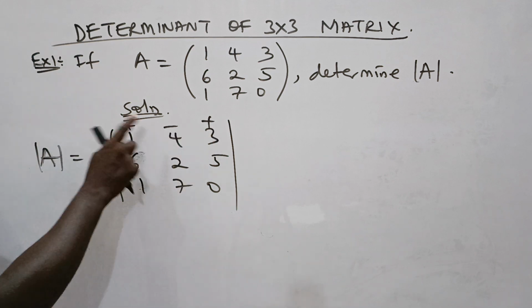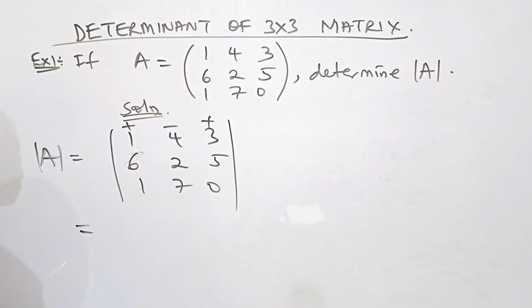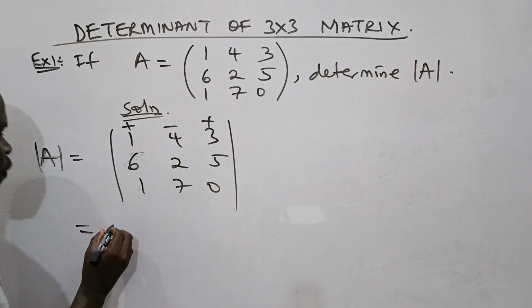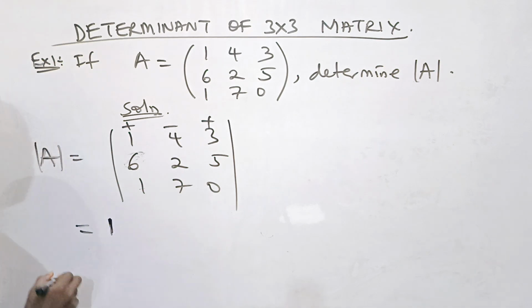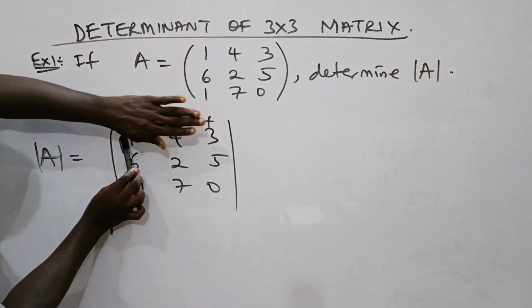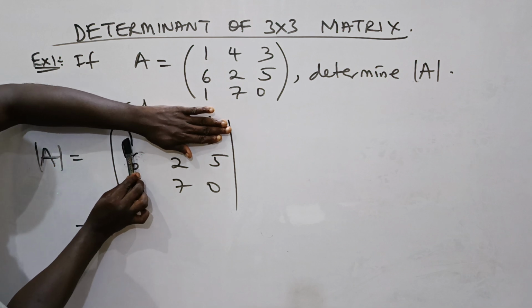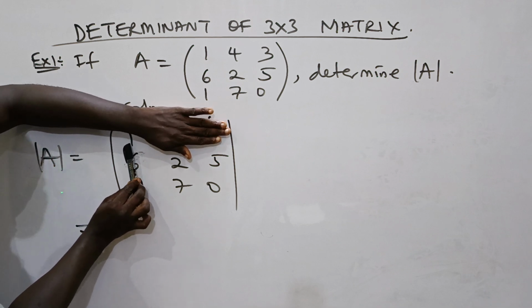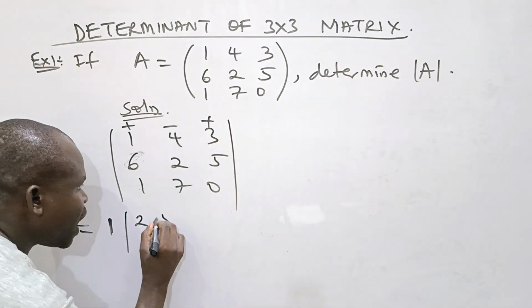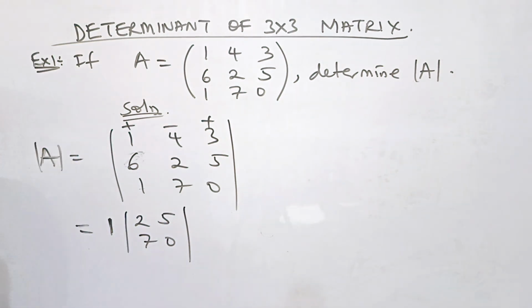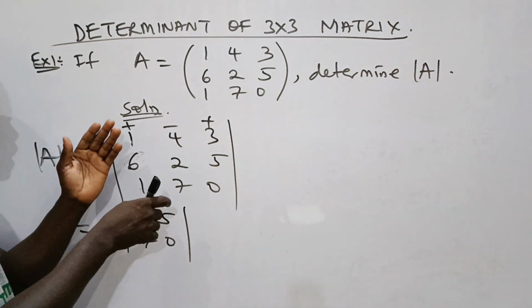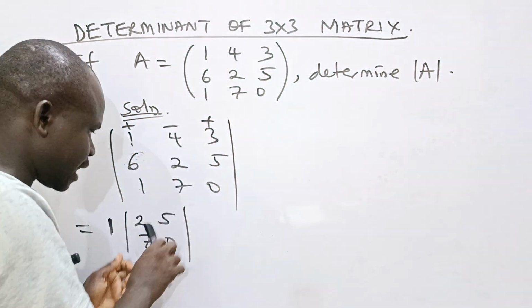Then if we have done that, we go to the next stage. We pick the element in the first row, first column, which is 1. We pretend as if we cover the first row and first column, and we write out the leftover. In this case, the leftover will be 2570. So when I pick the first element, I cover the first row and first column and write out the leftover.